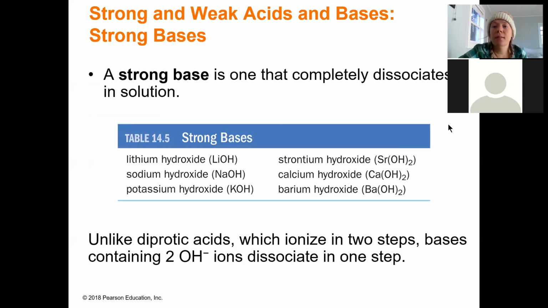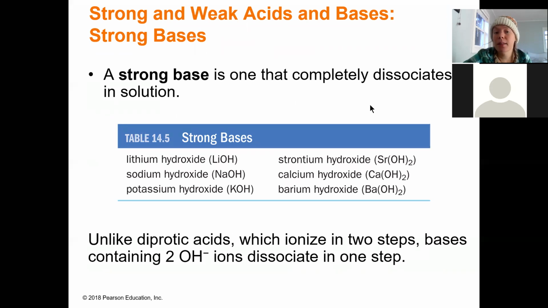As far as strong bases are concerned, a strong base is one that completely dissociates in solution. So strong bases, the metals from the first and the second column, in those first three rows, combined with OH, those are all strong bases.